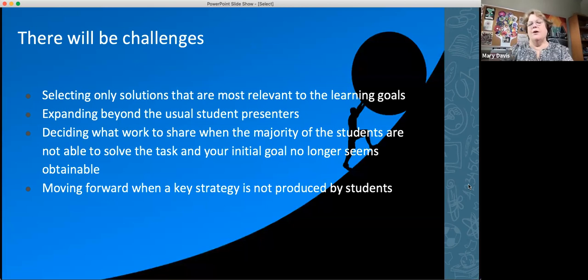All right, but that's not the only challenge. We've got other challenges. I mean, that's a deep one, deep thought. But you also need to think of some other things. Some of the challenges that you may face is that you need to only select solutions that are most relevant to learning goals. When I first started this, I was so keen on it.